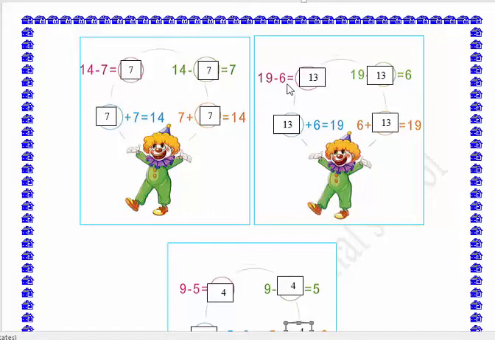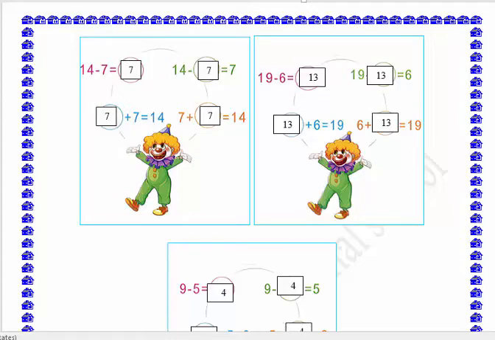19 minus 6. Let's try. Count before 19 and open 6 on your fingers. Please, all of you, put 19 in your mind, 6 on your fingers, and count. Excellent. What is before 19? 18, 17, 16, 15, 14, 13. What is the last number I said? 13. So the result will be 13.